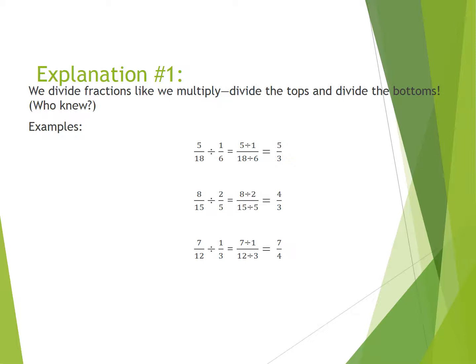8 over 15 divided by 2 over 5. Do 8 divided by 2 on the top. The top is 4. Do 15 divided by 5 on the bottom, that's 3, so the answer is 4 over 3. And another one that turns out pretty, 7/12 divided by 1/3, that's 7 divided by 1 on the top, that's 7. 12 divided by 3 on the bottom, that's 4, so the answer is 7 over 4.